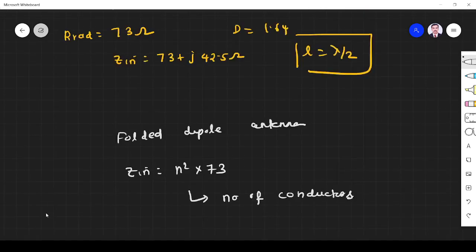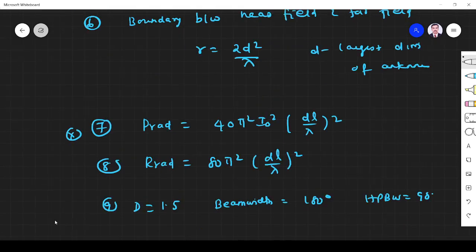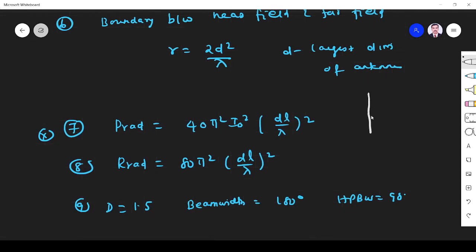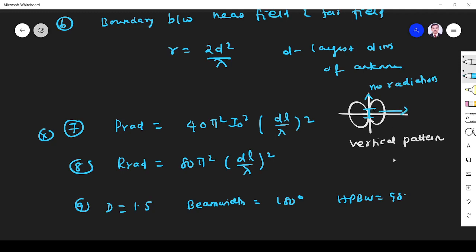Then regarding radiation pattern, for half-wave dipole antenna, the radiation pattern will be like this. This is the radiation pattern of half-wave dipole antenna. This is the vertical pattern or E pattern, right? So here the antenna is assumed to be placed like this. Here there is no radiation. So a dipole antenna won't radiate along the direction of the antenna, it will radiate perpendicular to the antenna. This is the E pattern or vertical pattern.